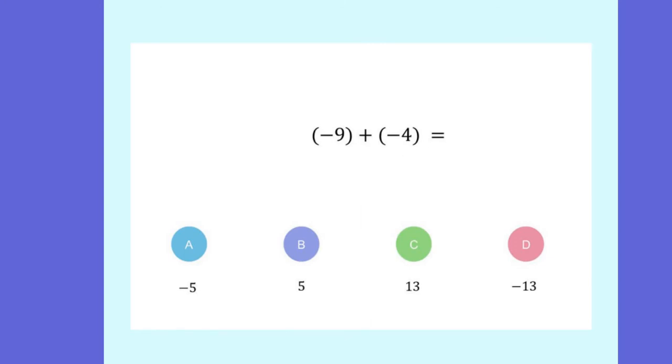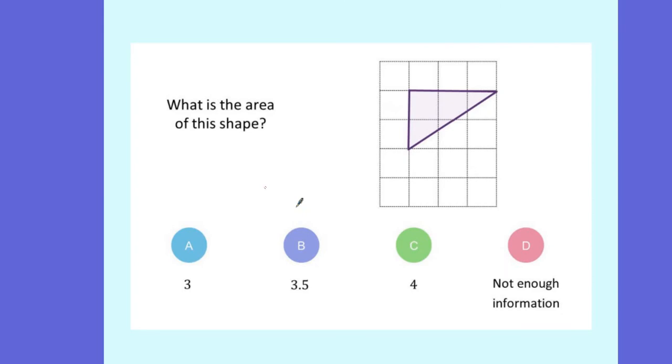I recommend you model this using your algebra tiles. So think about how many reds you need for -9, how many you need for -4, and what happens when you put those together. And what is the area of this shape? I've given you a shape on a grid. What's the area?